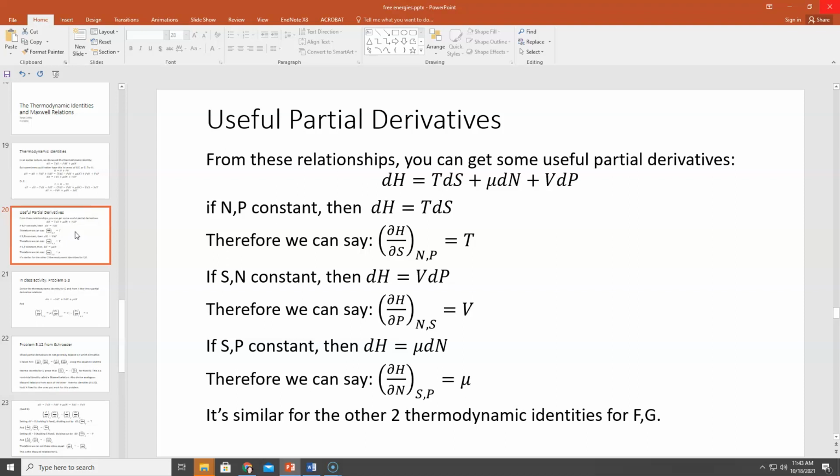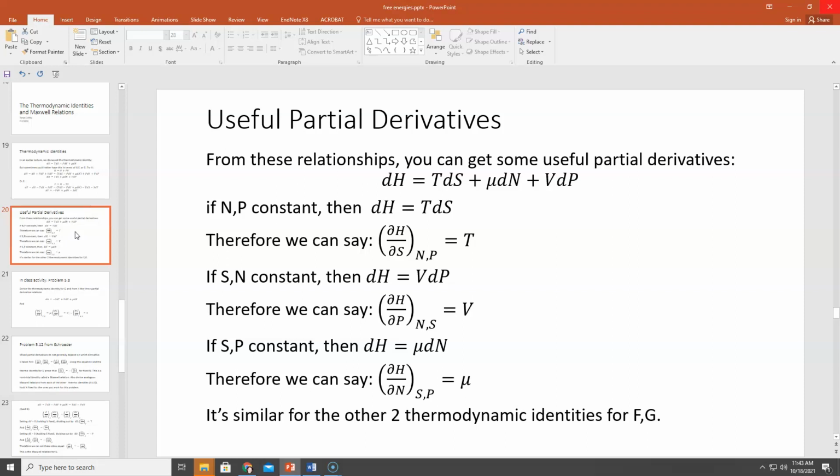Now, on the other hand, if you hold S and N constant, the dS and the dN go to zero, and then you have dH is equal to V dP, which means that if you take the partial derivative of H with respect to the pressure, holding N and S constant, you get V. And then if you hold S and P constant, you get dH is equal to mu dN, which means that if you take the partial derivative of H with respect to N, holding S and P constant, you get mu. Okay? Now, you could do very similar relationships for the other two thermodynamic identities for F and G.